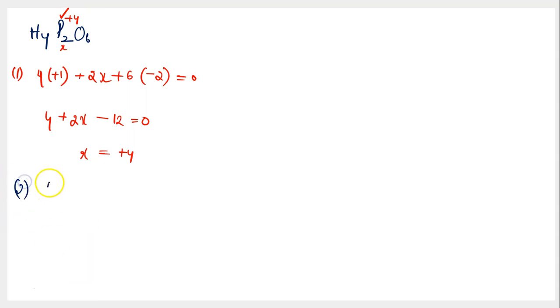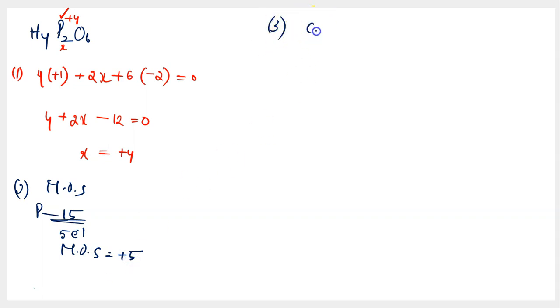In second step, you have to calculate the maximum oxidation state based out of group number. Phosphorus comes from group 15. It has got totally 5 electrons in the valency shell. So its maximum oxidation state is equal to plus 5. And then let's go to step 3.